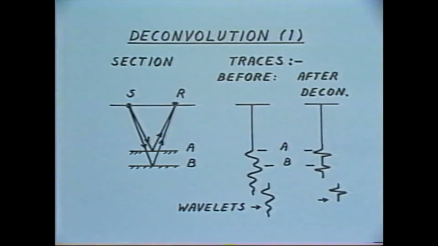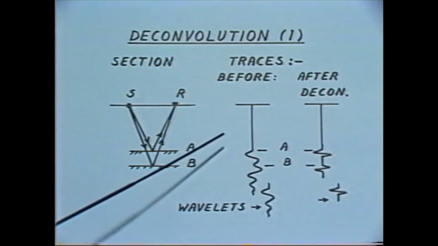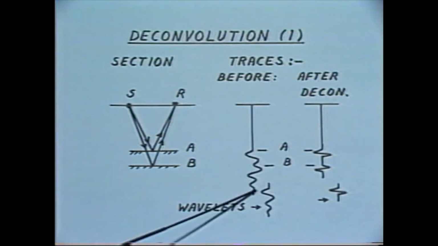The next process is really a class of processes called deconvolution. There's quite a wide range of types of deconvolution. However, they all have really the same aim in common. If we imagine two reflectors, A and B, with a relatively small thickness between them, and the travel paths to those two reflectors, then if we recorded a seismic trace from this arrangement of source and receiver, we may see a trace something like this.